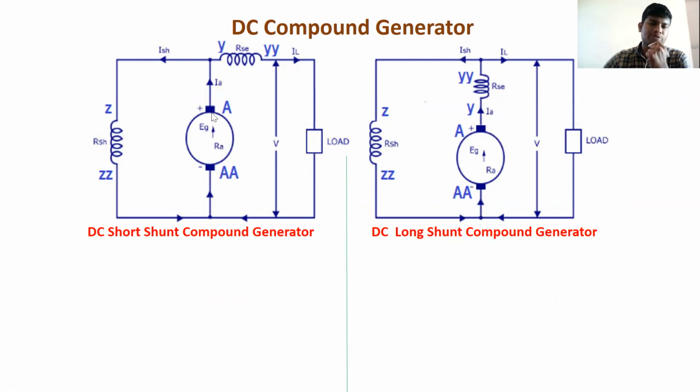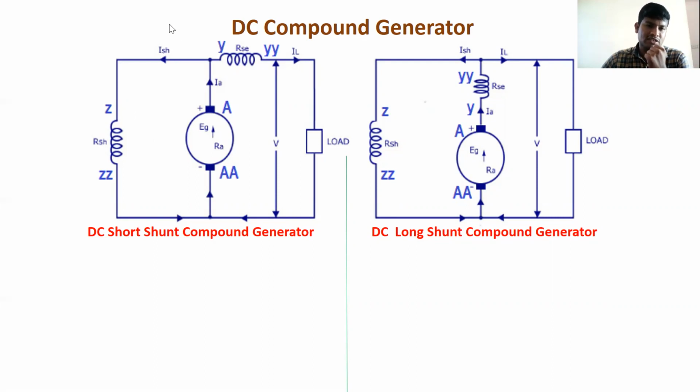In this, you can observe IA in the first figure, the short shunt compound generator. The initial current from the armature is IA. IA enters the node and divides into two currents. One current passes through the shunt field, and another current passes through the series field.